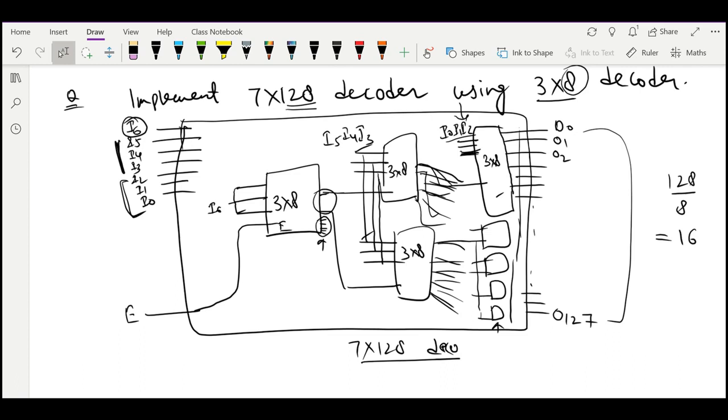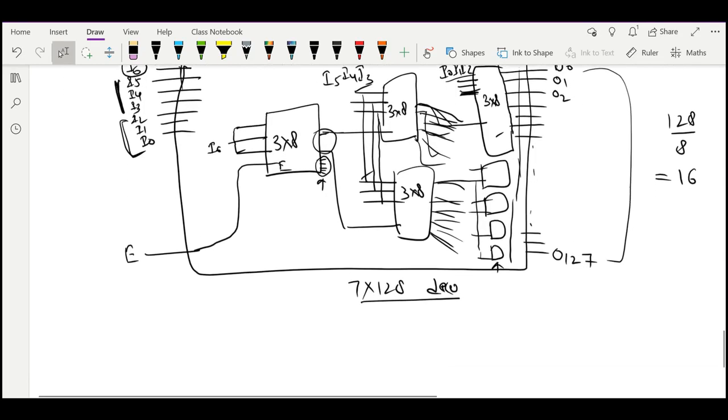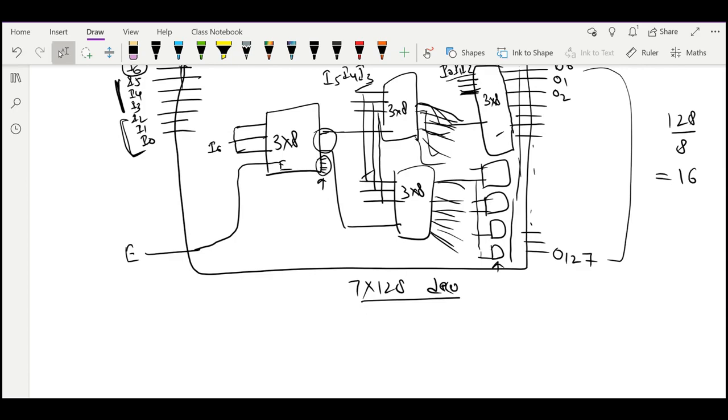If we use it fully, what will be the final decoder size in that case? Let's find out. If we use this decoder with its full capacity, then there will be 8 enable inputs and 8 outputs here, which will be attached to 8 decoders here. So instead of 2 decoders, we will have 8 decoders here. We can do it by formula also.